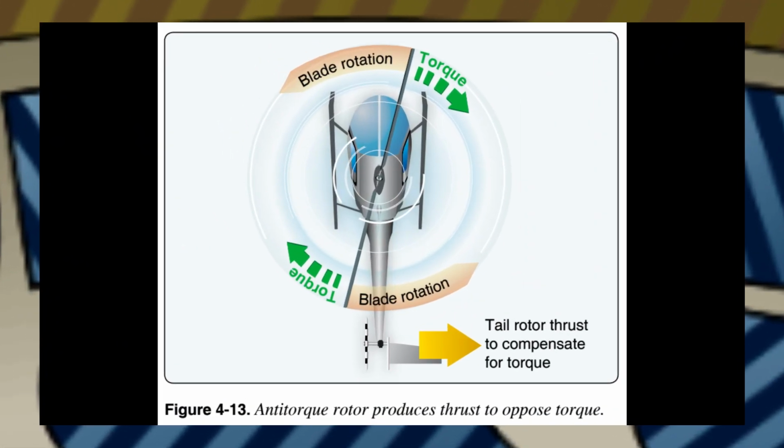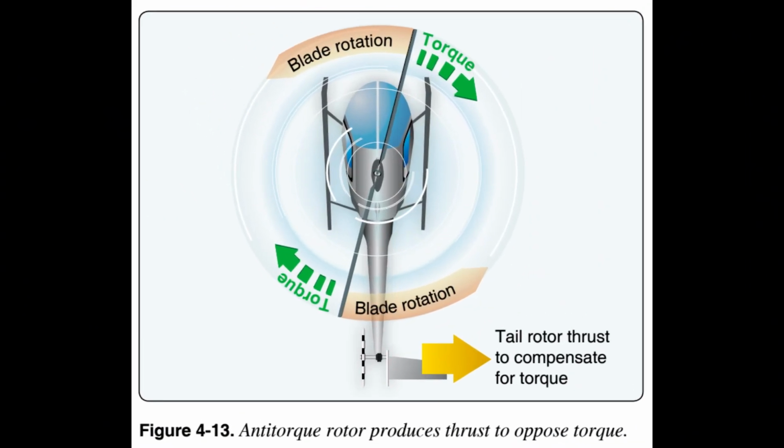Anti-torque system. Helicopters with a single main rotor system require a separate anti-torque system. This is most often accomplished through a variable pitch anti-torque rotor or tail rotor. Figure 4.13. Pilots vary the thrust of the anti-torque system to maintain directional control whenever the main rotor torque changes, or to make heading changes while hovering.